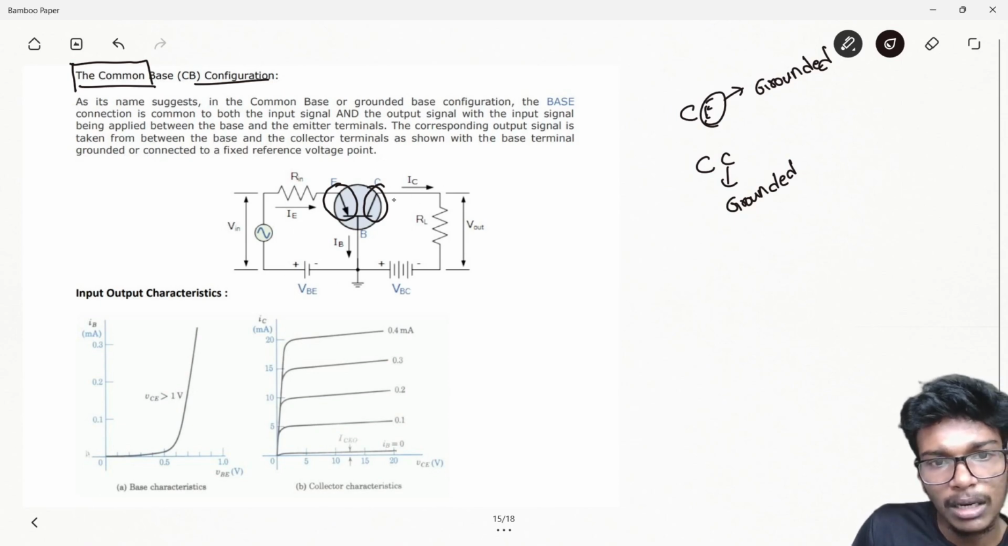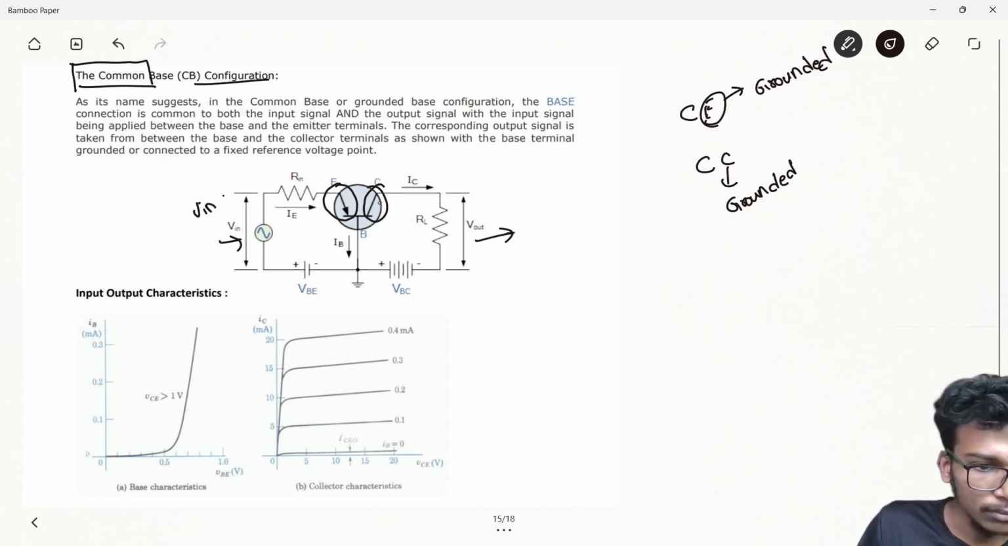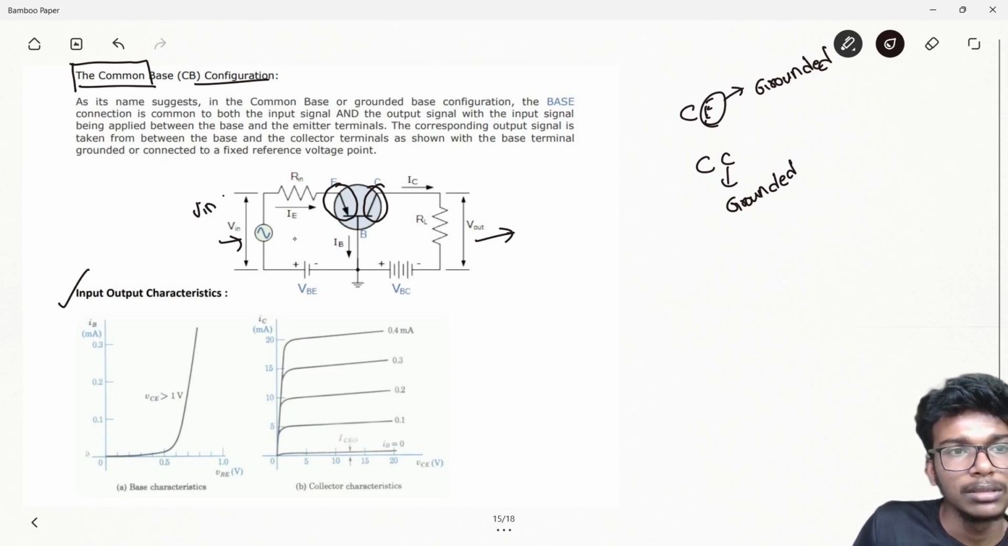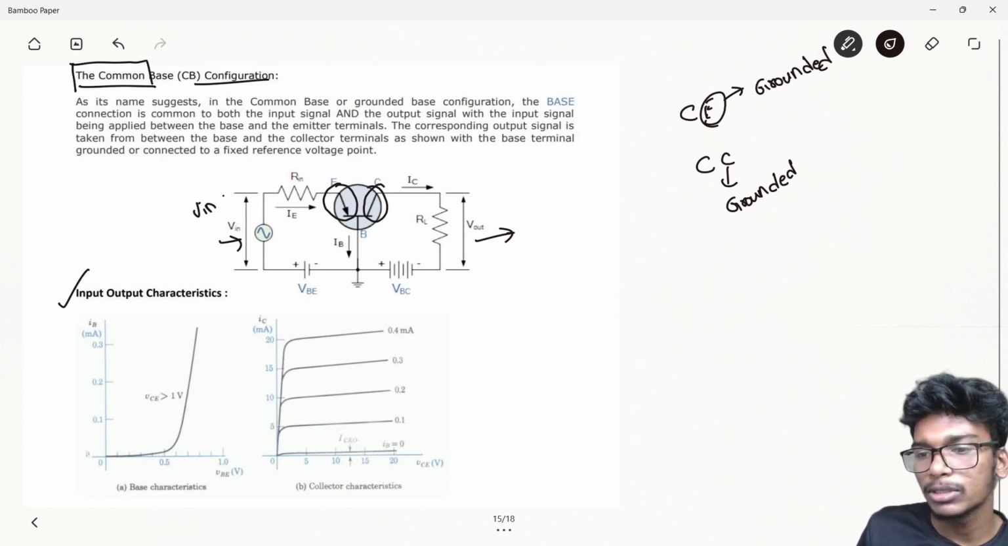From the collector, we are taking out the output voltage, whether it might be magnified or demagnified, something else, we don't know. Just look at these characteristic curves, you might get an idea. This is all about common base configuration.